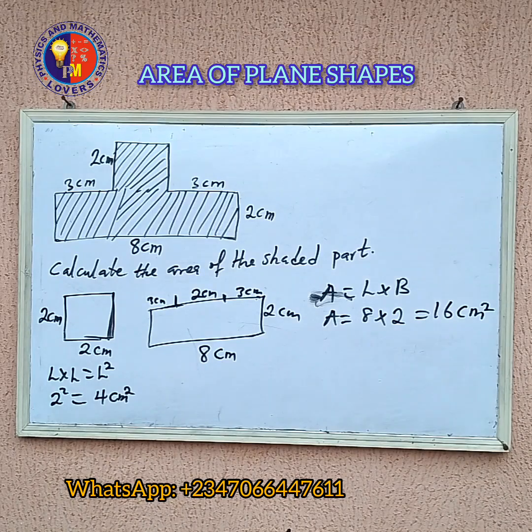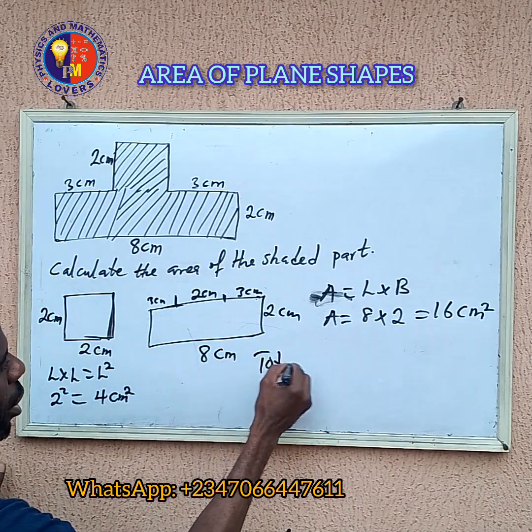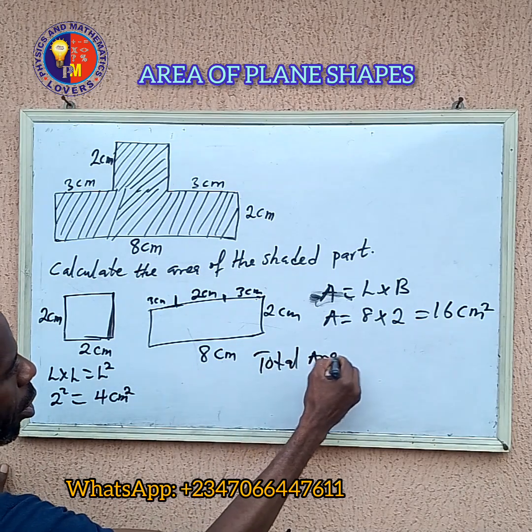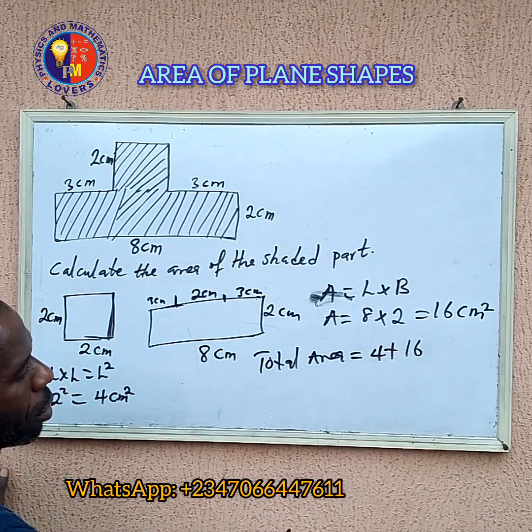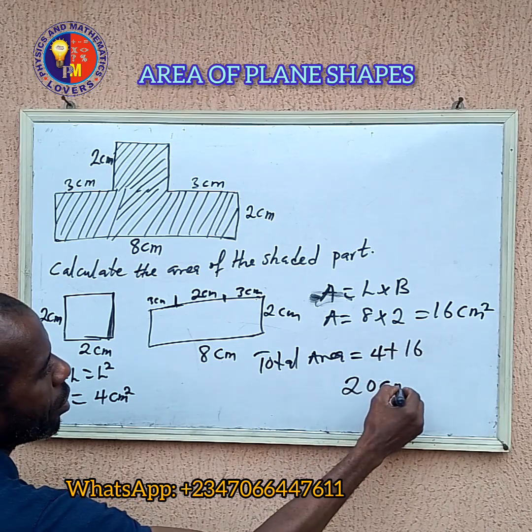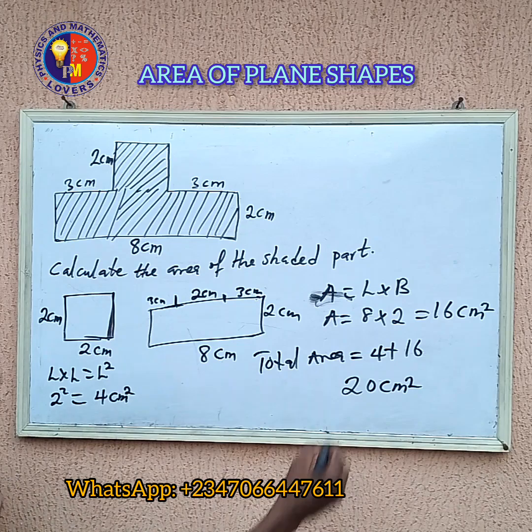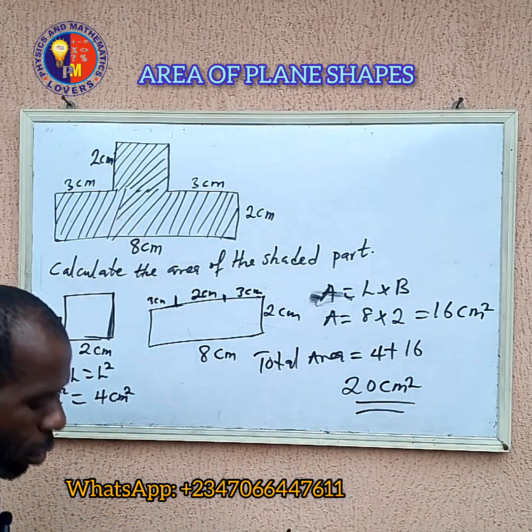Now the area of the figure will be the area of this one plus this one, which is equal to the total area. That is 4 plus 16, which is 20 centimeter squared. So this is the area of the figure on the board.